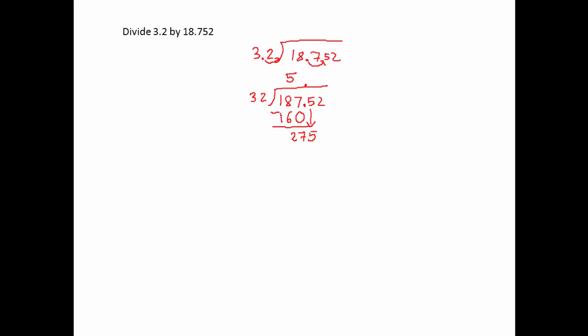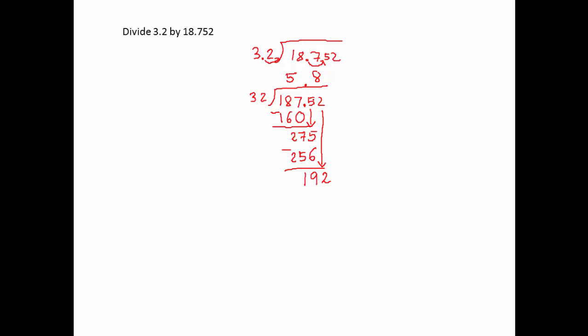So how many times can 32 go into 275? I guess 8 times. Let's see. We multiply 8 by 32 to see what we get. 8 times 2 is 16, so we have 6, carry 1. And then 8 times 3 is 24, plus 1 is 25. Because 256 is less than 275, yes, we can subtract them. So 275 minus 256 will give you 19. After we subtract them, you bring the last digit, 2, down.